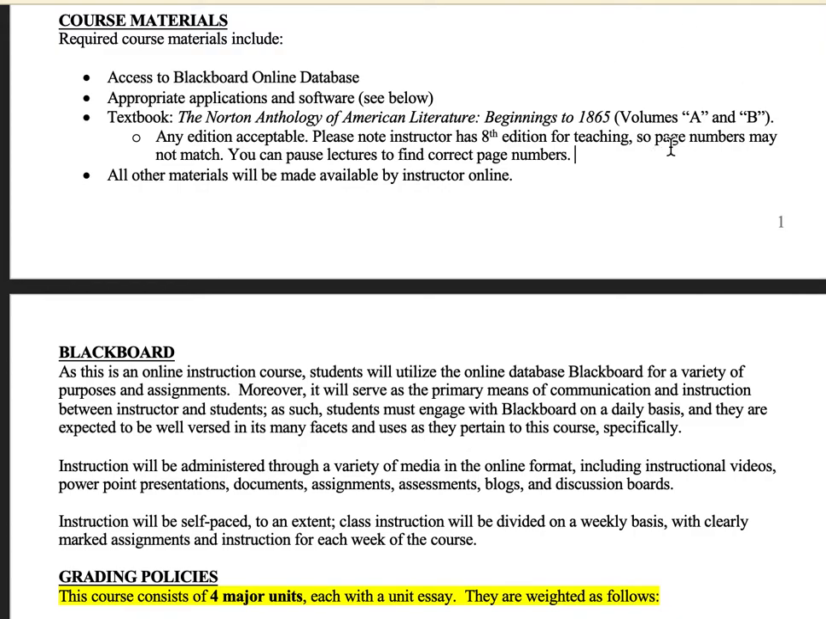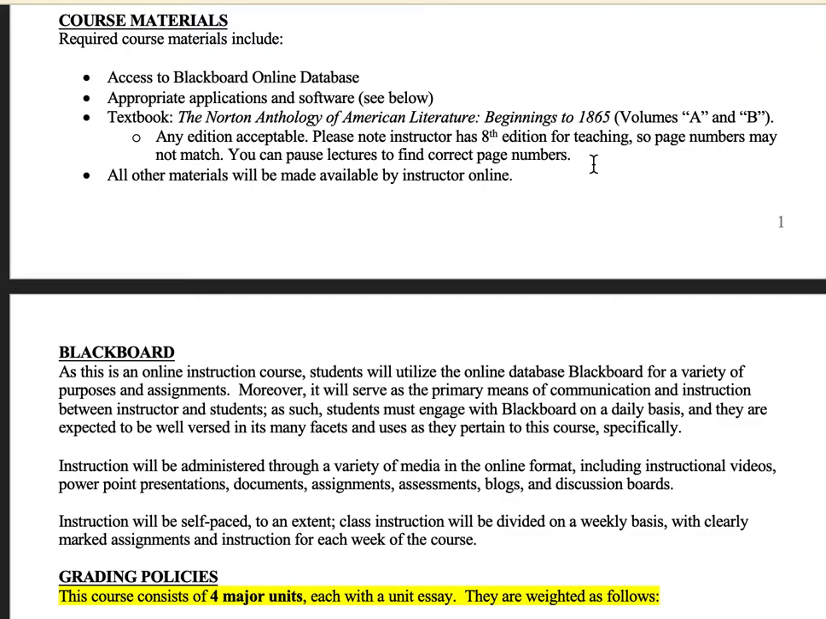You do need the textbook. The textbook is the Norton Anthology of American Literature, Beginnings to 1865. There are 2 volumes in it, Volume A and Volume B. Any edition is acceptable. That's fine if you want to find the best or cheapest edition you can find. That's fine by me. Just note that I do have the 8th edition for teaching, so that's what was given to me. So if you have a different edition, the page numbers may not match. The one in the bookstore, I believe, is the 9th edition.